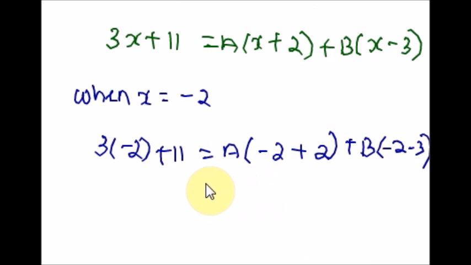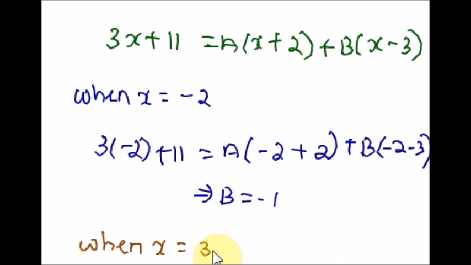I have just replaced all x by -2. So I'll get 5 on the left side, a times 0, so a vanishes, and b times -5. So 5 equals -5b. If you divide both the sides by -5, you'll be getting b equal to -1.